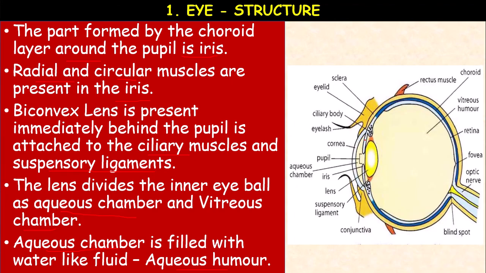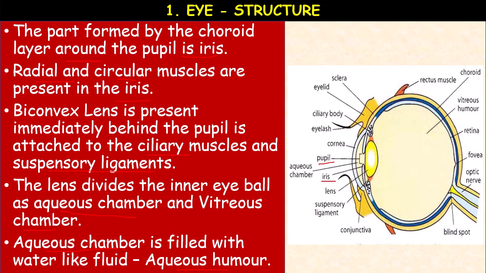So you can see here, this is the iris portion. The part formed by the choroid layer around the pupil, this is the pupil. The pupil is a slit like opening. Around the pupil, the iris is present. This iris is surrounded by radial and circular muscles. Muscles are present here.